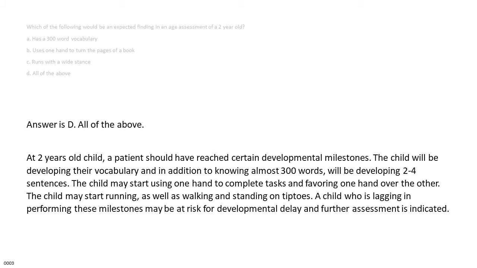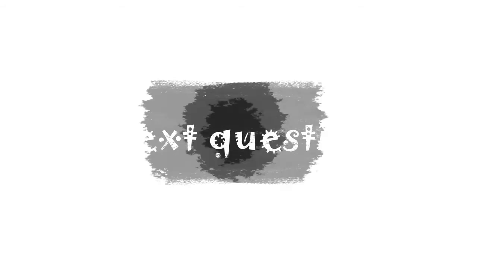Answer is D. All of the above. At 2 years old, a child should have reached certain developmental milestones. The child will be developing their vocabulary and, in addition to knowing almost 300 words, will be developing 2 to 4 sentences. The child may start using one hand to complete tasks and favoring one hand over the other. The child may start running, as well as walking and standing on tiptoes. A child who is lagging in performing these milestones may be at risk for developmental delay and further assessment is indicated.